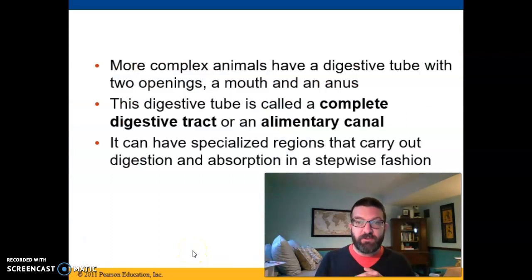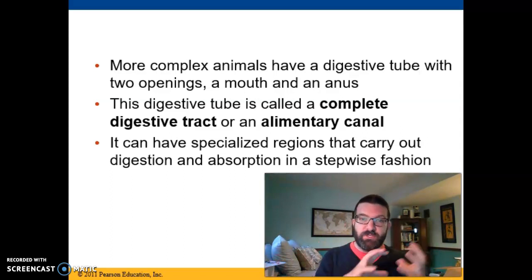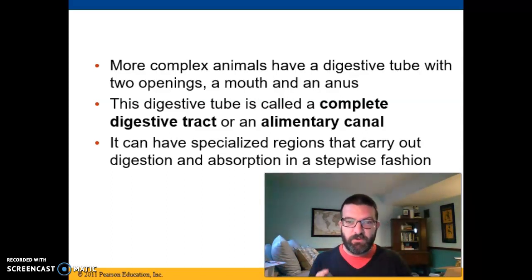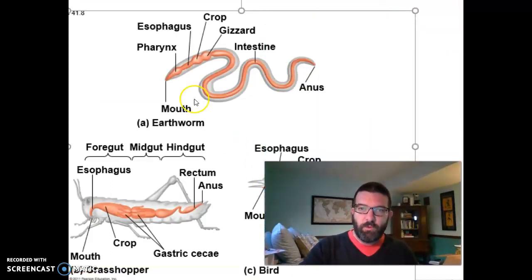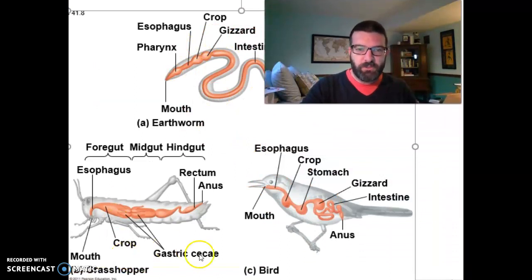More complex animals have a complete digestive tube, which means you don't just have a mouth, you also have an anus. This allows you to eat more food before you're finished processing the old food. That makes you more efficient at processing these nutrients. And when you have a whole tube, you often have specialized regions that are able to carry out specific functions with regard to digestion and then absorption. And from worms like earthworms to insects to birds and reptiles, most complex animals have this complete digestive tract with different sections along the way that perform different functions.